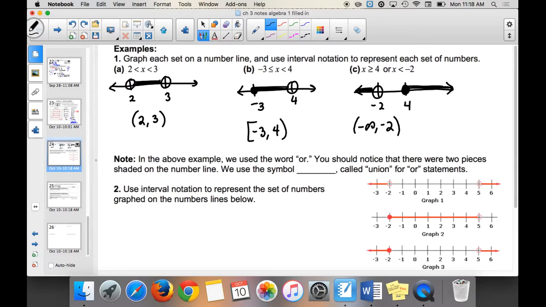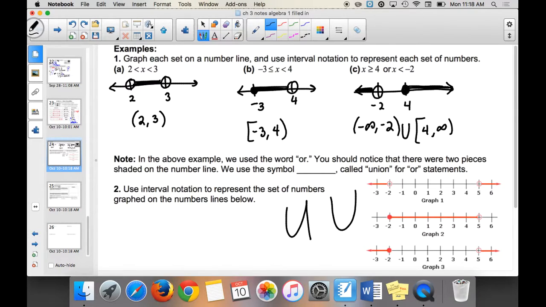Parenthesis, right? And then the right-hand one is going to look like bracket 4 to infinity, like that. Now we want to indicate that both of these are part of our full solution, right? These go together. This is part of our one answer. So what we do is in between them we put a little u, a union. Now that u does not have a stem. It's not like that. It is just a u like this.